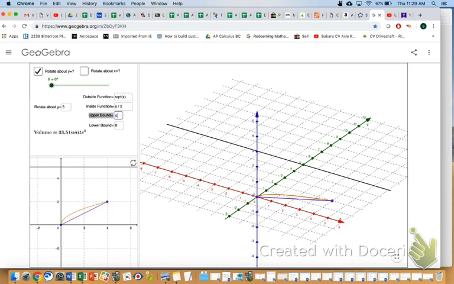It's just GeoGebra. Feel free to use it, but if this is what you rely on, you're going to be horribly disappointed on the test. You asked where you get this. I couldn't find it on the website. I think I'd probably just search GeoGebra washer method, GeoGebra solid of revolution, something like that.